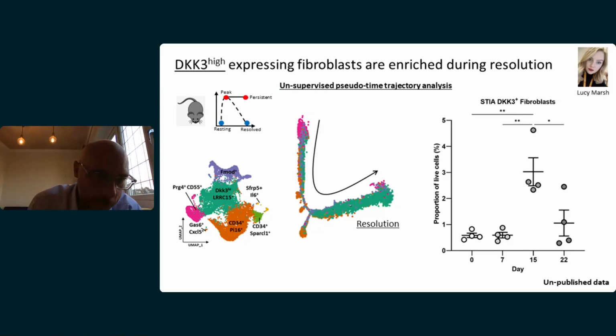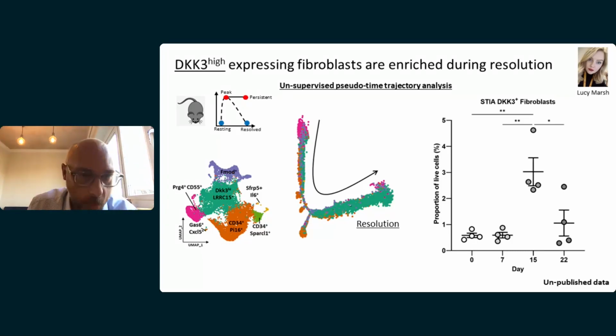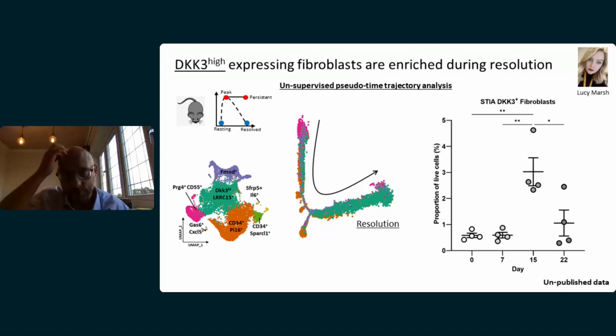And this is the mouse data put together, and you can see there's a population expressing DKK3 and LRRC15 that actually has a very strong myofibroblast gene signature. And what we found is that when we projected that on a pseudotime trajectory analysis, as you move towards the resolving phase of inflammation, you see a polarization of fibroblasts towards this DKK3-high LRRC15 population of fibroblasts.